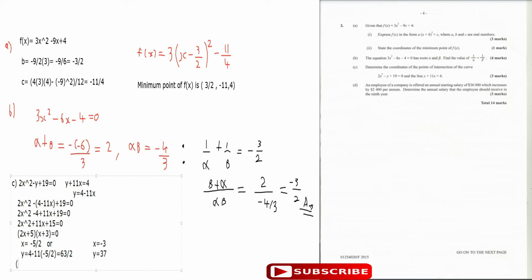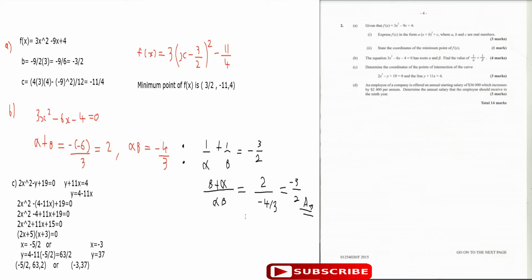So the two solutions we're getting are negative 5 over 2, comma, 63 over 2. That's one solution, and the next solution is negative 3, 37. Now, if you don't agree with your answers, check them back in the equation. So check to see if 2 times minus 5 over 2 squared minus 63 over 2 plus 19 gives you 0. Yes, it does. So the answers are correct.